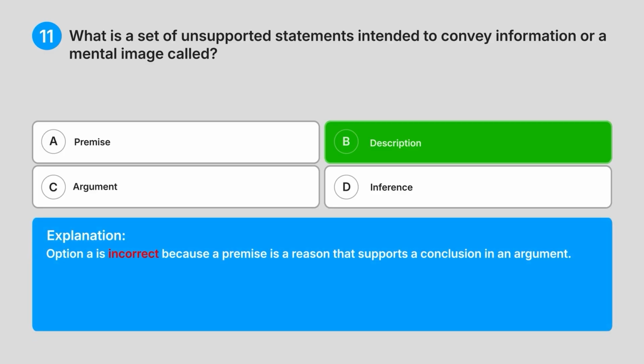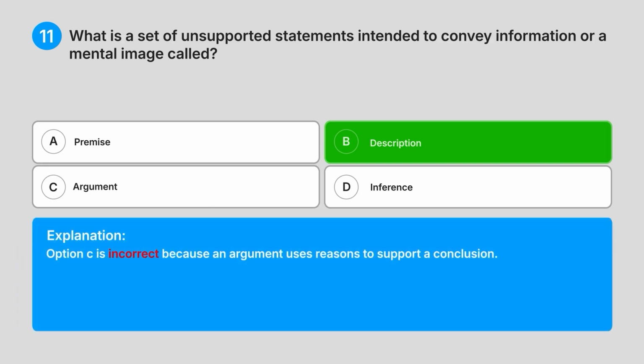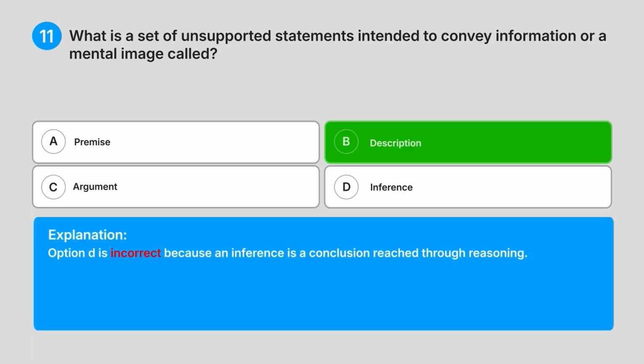Option A is incorrect because a premise is a reason that supports a conclusion in an argument. Option C is incorrect because an argument uses reasons to support a conclusion. Option D is incorrect because an inference is a conclusion reached through reasoning.